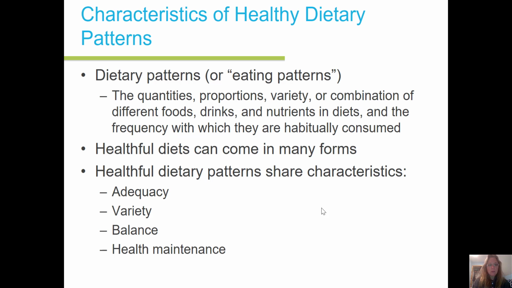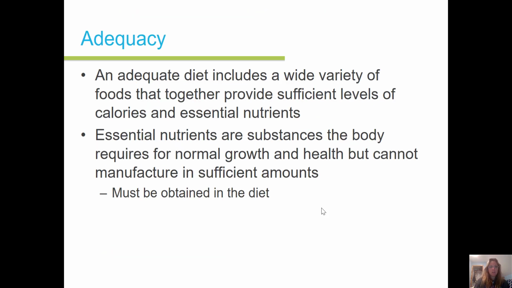But there are really four basic characteristics that healthy dietary patterns do share. So one is adequacy, two is variety, three is balance, and four is health maintenance. So as far as adequacy goes, definitely wanting to have an adequate diet that includes a wide variety of foods that are going to provide sufficient levels of calories to our body. We need certain amounts of calories each day. And then it's also going to provide each of those 6 essential nutrients. And we've just talked about those in the previous chapters. So looking at carbs, protein, fat, your 14 vitamins, your 15 minerals, and of course water.